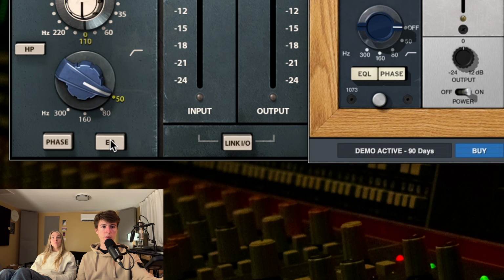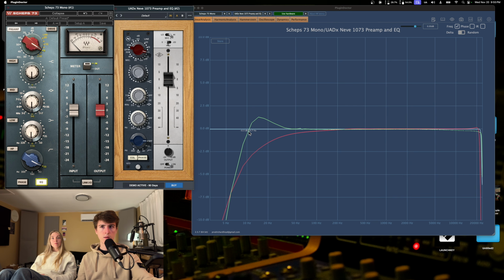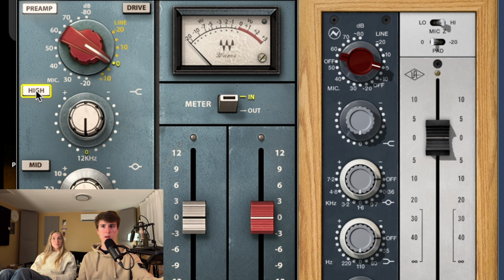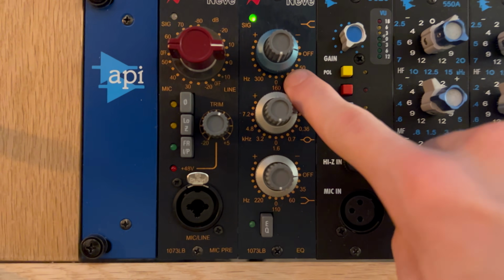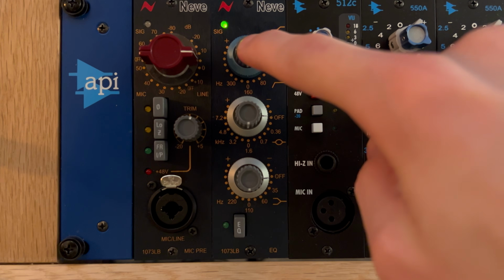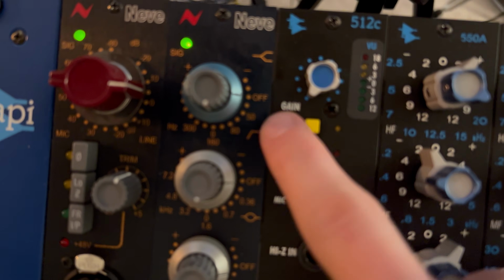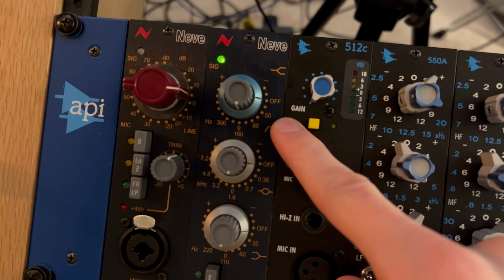Let's just switch in the EQ on the waves. It didn't look like anything changed. No, nothing changed, but also the bands are disabled here. One thing to note with this waves plugin is this high band has an on-off switch. That's not available on the hardware. I can't technically switch this band out. I can't turn it off. When I turn this off, that's actually the high pass filter.